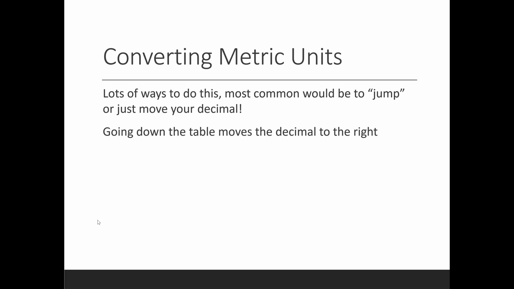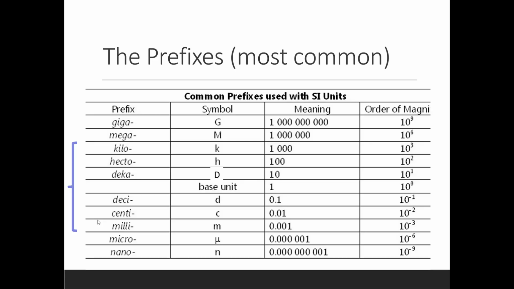If we go down the table, if we do jumps down the table, that's the same thing as moving the decimal to the right in a number. So if we start with 1 meter and we want to convert that to centimeters, we would go 2 hops, 2 jumps down the table, which moves the decimal to the right. So if we have it here, we would go boom, boom, and now we have 100 centimeters in a meter.